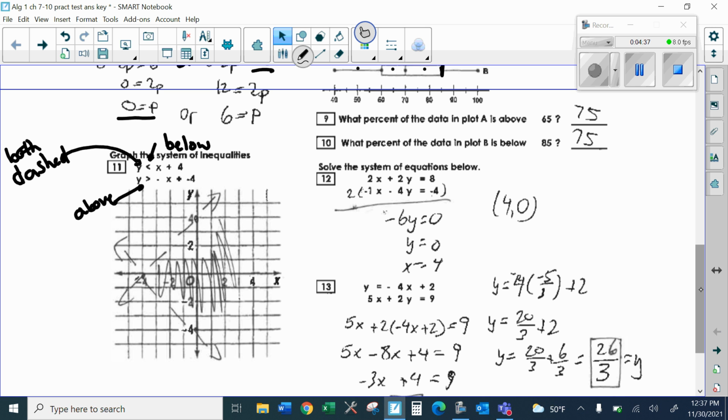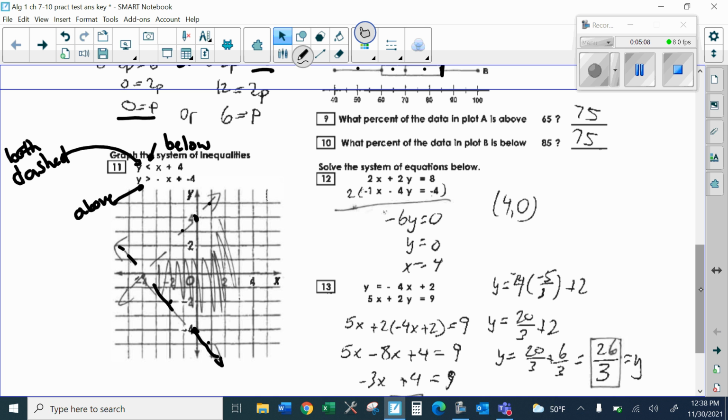Both of them are in slope-intercept form, so plot the y-intercept 4, and it's a slope of 1, so up 1, right 1, or down 1, left 1, and it's dashed. Second one, y-intercept is -4 with the slope of -1, so it's up 1, left 1, or down 1 and right 1, and it's dashed as well.